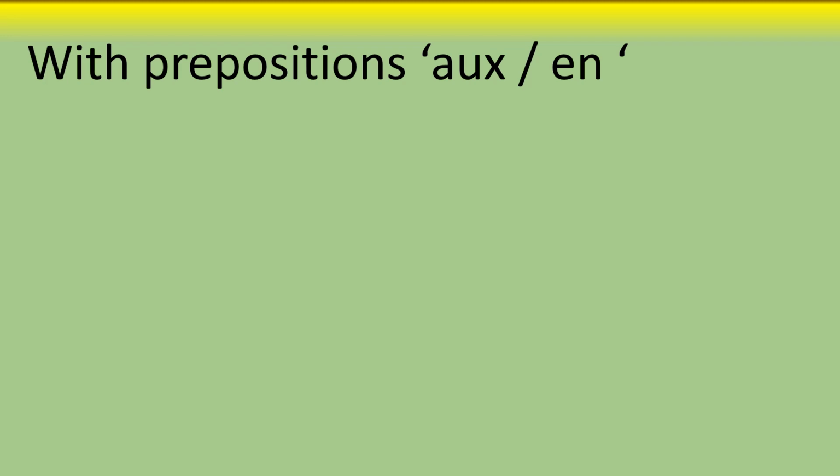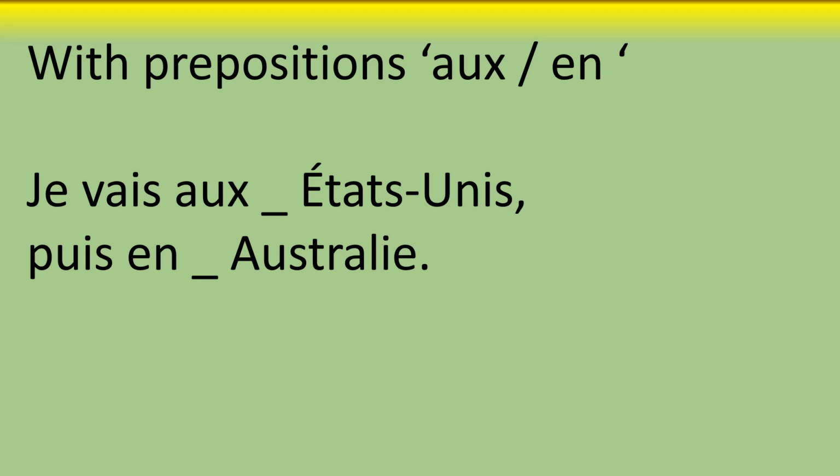It's also compulsory with prepositions such as en, and after aux, which we often use with places like countries. Je vais aux_États-Unis, puis en_Australie. I'm going to the United States, then to Australia. And I'm sure you noticed that there's also a liaison between the S and the U of États-Unis.